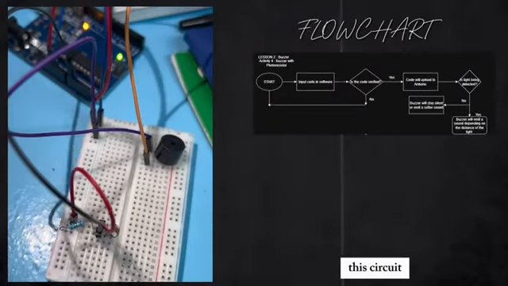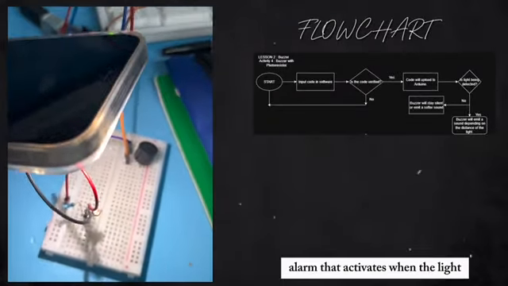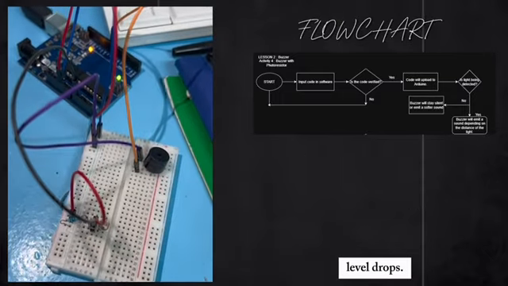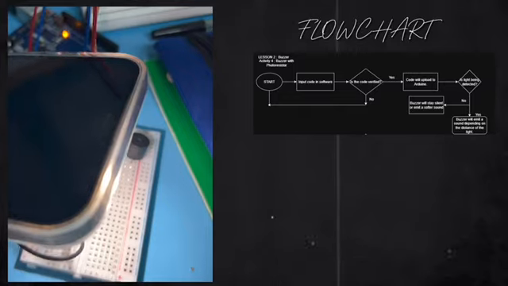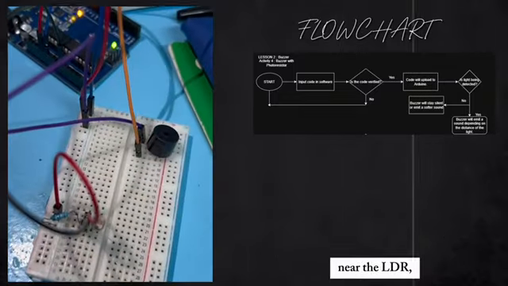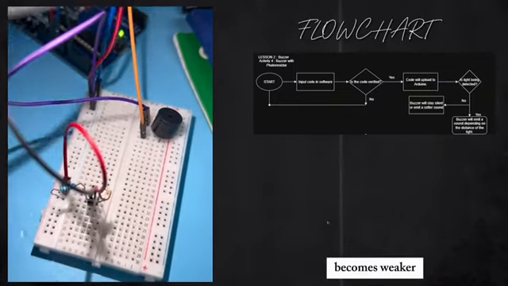As you can see, this circuit works like a buzzer alarm that activates when the light level drops. The LDR helps control the buzzer's sound. When there is more light near the LDR, the sound becomes weaker or stops.